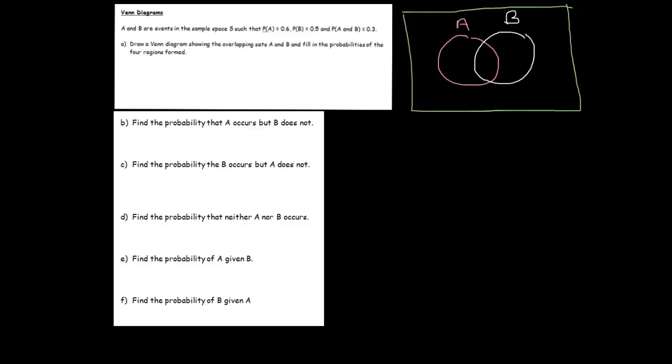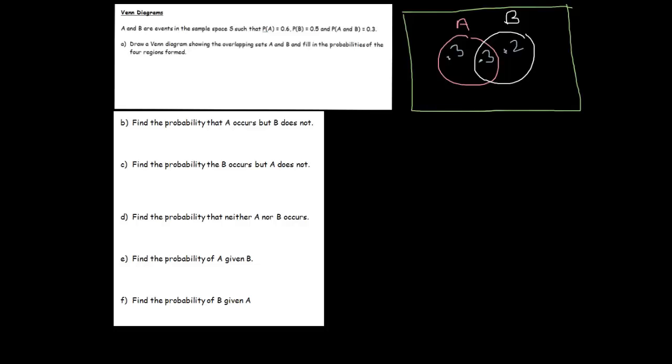The first thing you really want to do is put in the value of the probability of A and B. That goes in this overlapped region here. So the probability of A and B is 0.3, and I'm going to put a 0.3 right there in the middle. Now is when you can move on to the probability of A. The probability of A is 0.6, which means that the region that's not shared by A and B has to be 0.3, so that everything in the red circle sums up to 0.6. And that also means that in the white, the region that's not shared by the two would have to be 0.2, so that everything in the white sums to 0.5.